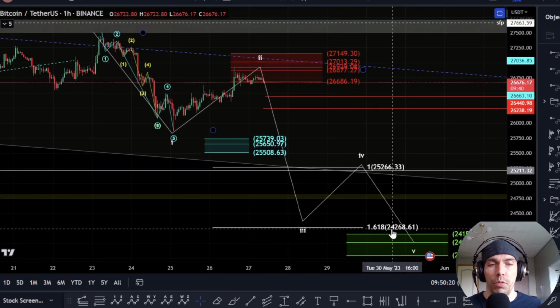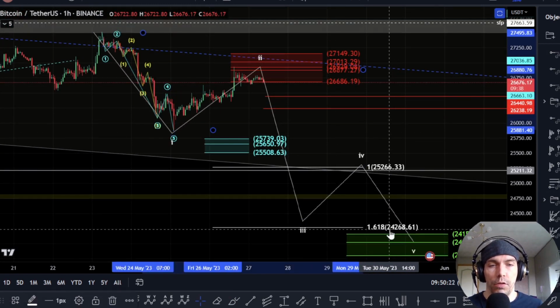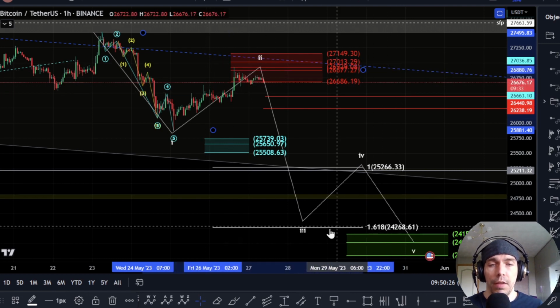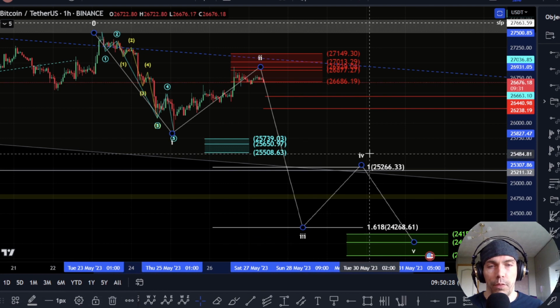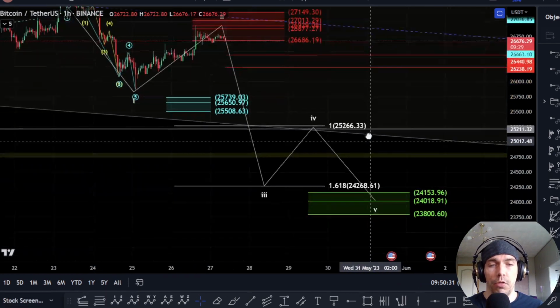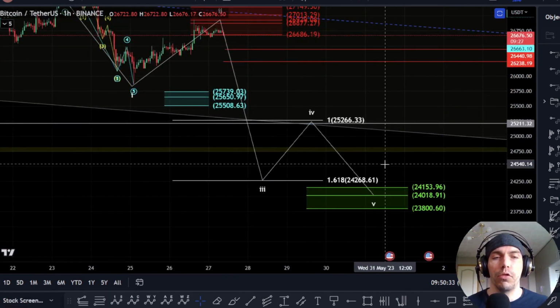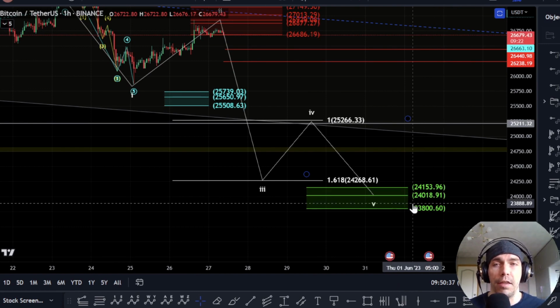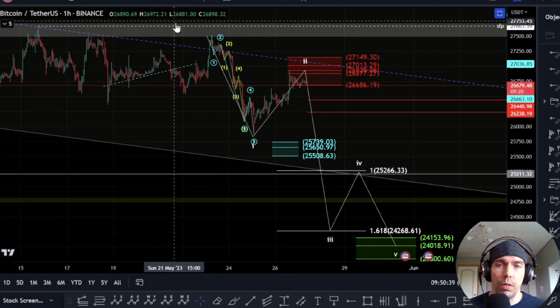Now 1.618 would be down towards this area here of this 24,283 to 268 given the current price structure, and then we'd be looking for an additional fourth wave to the upside towards 25,300, and then an additional fifth wave which could look to push us down towards this 24,153 to this 23,800. So this is what we're on the lookout for here.